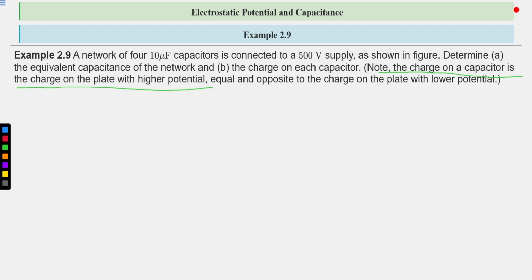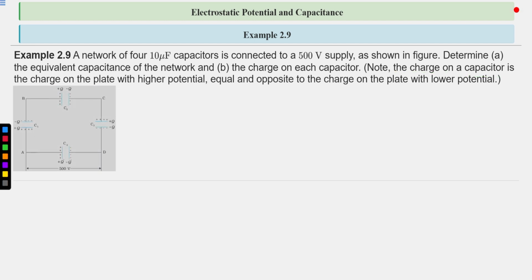We will take the charge on the positive plate, the plate with higher potential. We can say that the charge on the capacitor is Q, that is on the plate with higher potential, equal and opposite to the charge on the plate with lower potential. Okay, so what we have to find is, firstly, the equivalent capacitance of the network and, secondly, the charge on each capacitor.